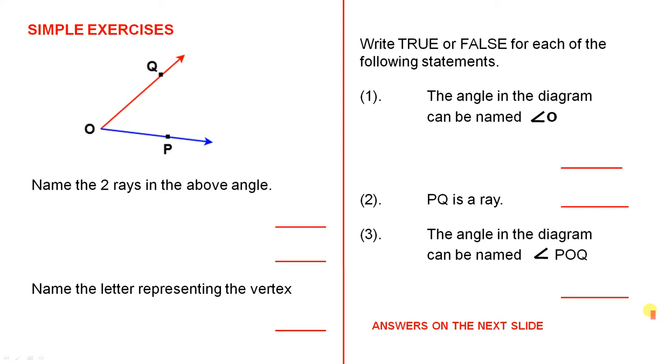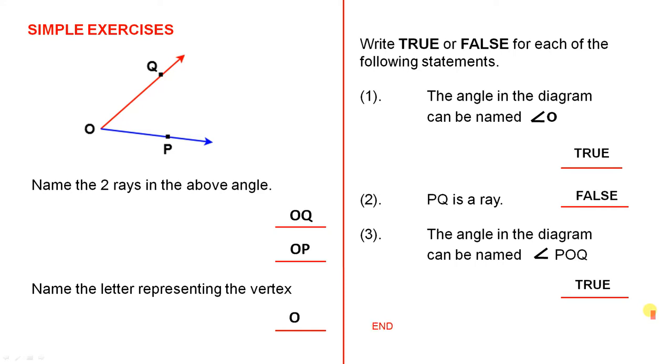Okay, here we go, and remember you're able to pause that slide anytime you want. So here are the answers. Okay, so the rays are OQ, OP, the vertex is the letter O. The angle in the diagram can be named angle O, which is true, of course that's where the vertex is.